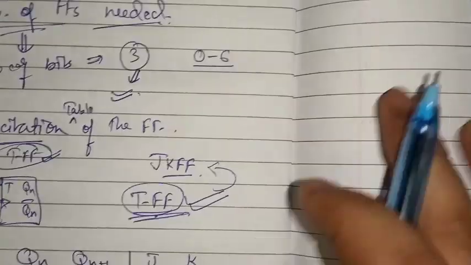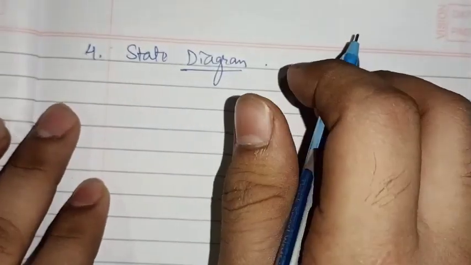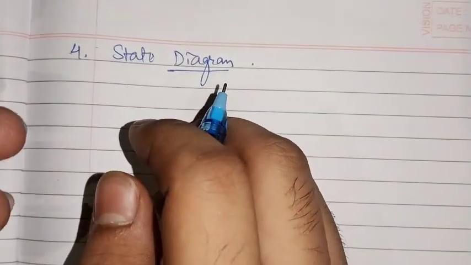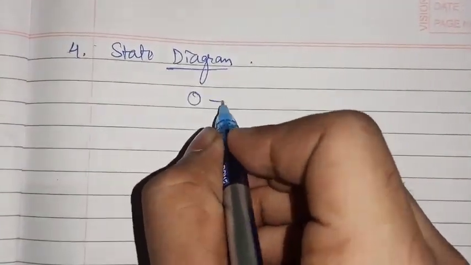Okay, so now let me just change the paper. The fourth step that you need to do is a state diagram. You need to make a state diagram first. What is a state diagram, sir? Sir, a state diagram is nothing but the representation of the digits or the numbers that you want to show on the display. So what we are supposed to do here is show 0 to 6 numbers on a display.